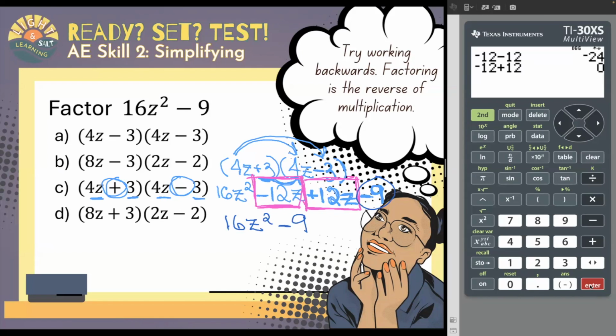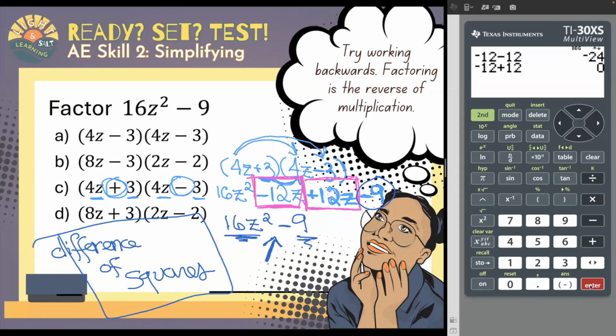And by the way, guys, this is exactly one of the factorings we are going to learn a little later. We are going to learn that if you have two perfect squares, 16z squared and 9, they're both perfect squares, with a minus sign in between them and no middle term, well, you know what that is? That's called a difference of squares. And that's one of the things I'm going to ask you to memorize later. But for now, just notice what cool thing happened. C here is the correct answer because it does multiply out to be 16z squared minus 9.